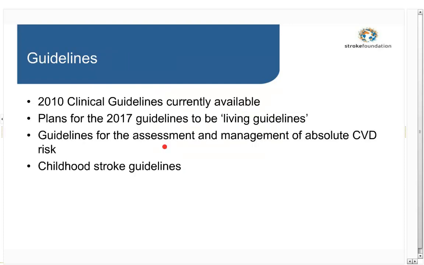So we'll go first to the guidelines. Currently on the site you'll find the 2010 clinical guidelines, and you'll also see the guidelines for the assessment and management of absolute cardiovascular disease risk and the childhood stroke guidelines here as well. The 2017 guidelines, which are due for release obviously next year, will be found here as well.